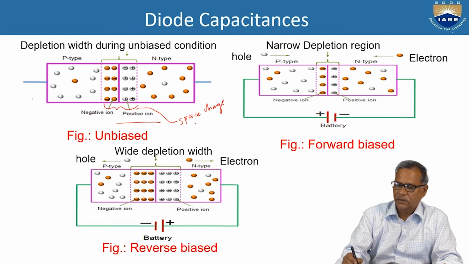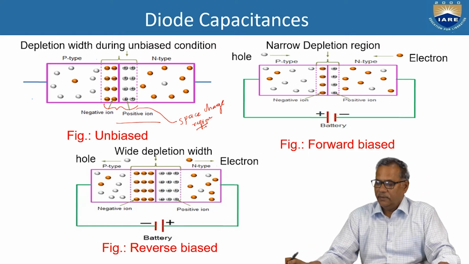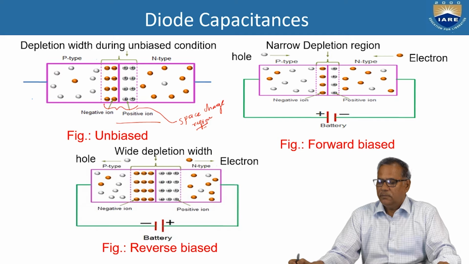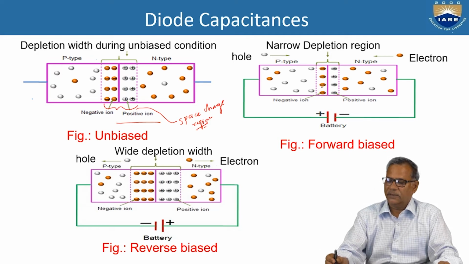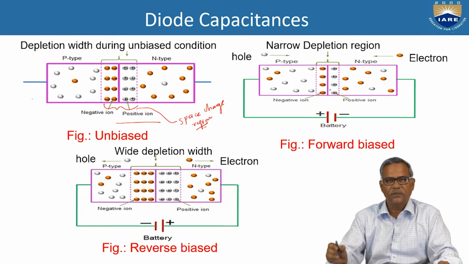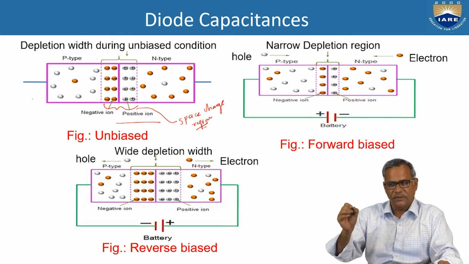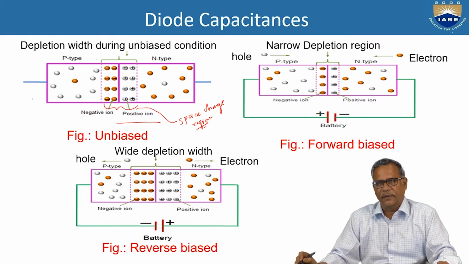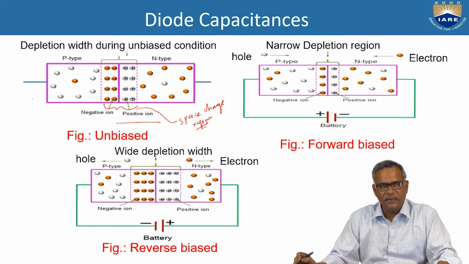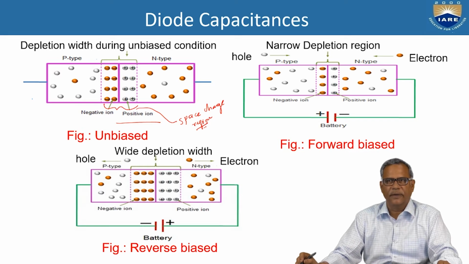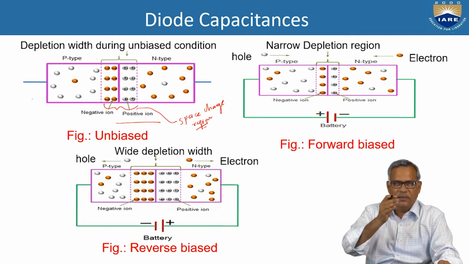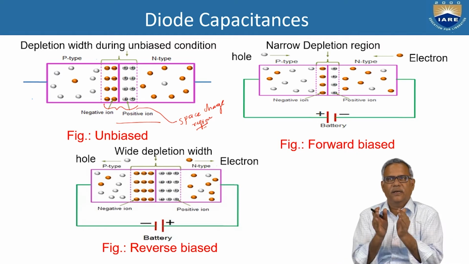Space charge region. Okay, and when the diode is forward biased, these negative ions which are there at the junction move towards the positive terminal of the battery, and the positive ions which are present in the N-type material or N region move towards the negative terminal of the battery. So the positive ions in the N region move towards the negative terminal of the battery, and the negative ions present in the P region move towards the positive terminal of the battery. So consequently what happens?